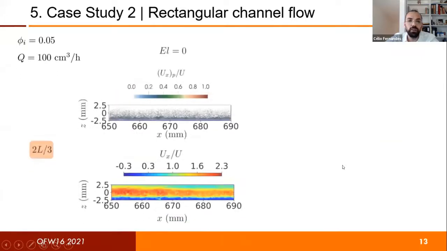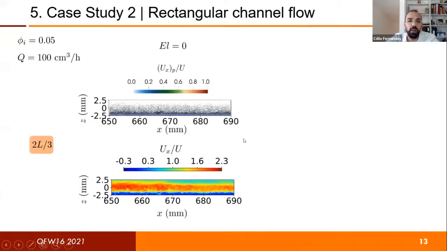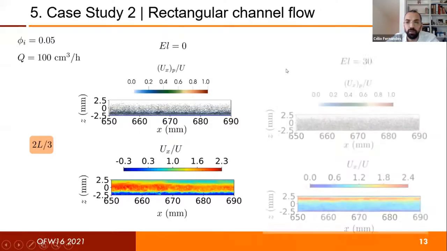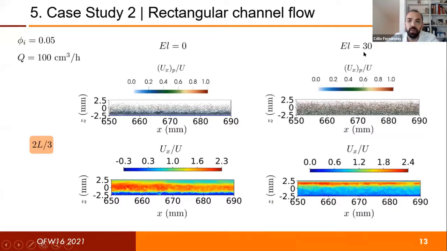Next, we consider the viscoelastic fluid, and again, we set the elasticity number equal to 30, which is a high elasticity number, where we can see the effects of the elasticity of the material. Here we see some distribution of the particles at the top and the fluid velocities at the bottom at the 2/3 length of the channel.